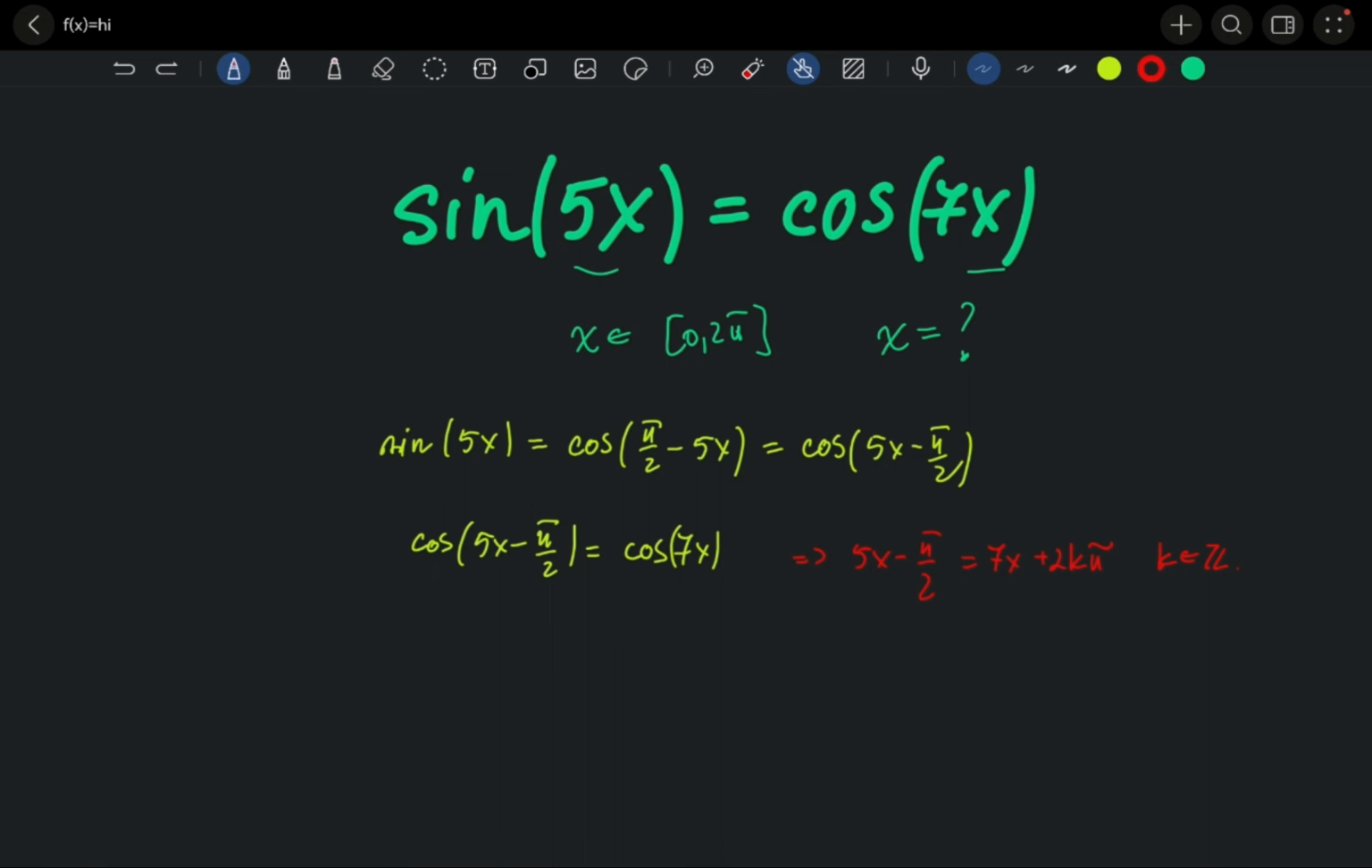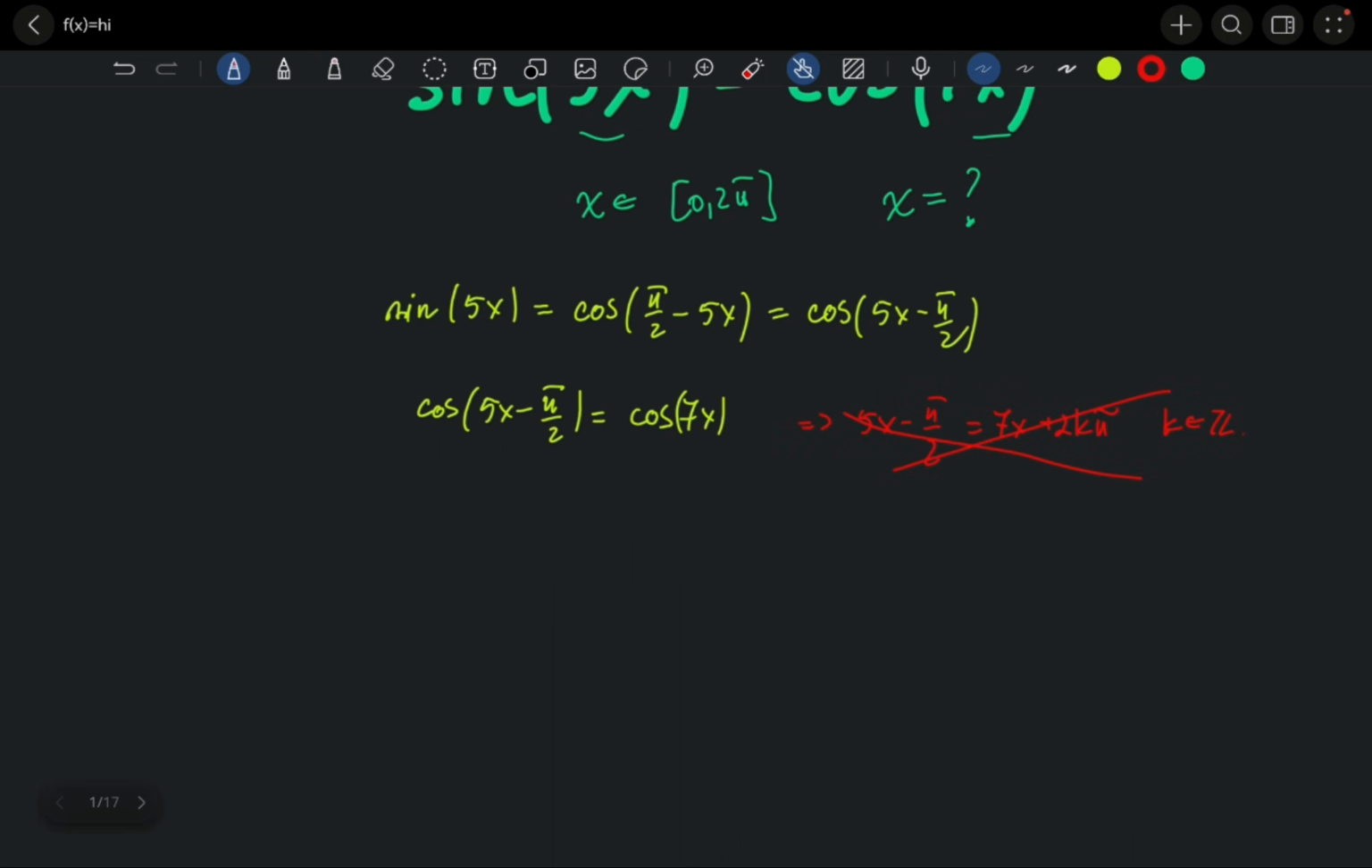Okay, now back to our equation. Let's move everything to the left hand side. So we discussed that this is not the way to go. Now moving everything to the left hand side, we get cosine of 5x minus pi by 2 minus cosine of 7x, and this must be equal to 0. Now it would be helpful if we can go from a difference to a product of some sort. Well, there is a formula that goes from the difference of cosines to the product of some trig functions, but I don't remember it, so let's derive it ourselves.